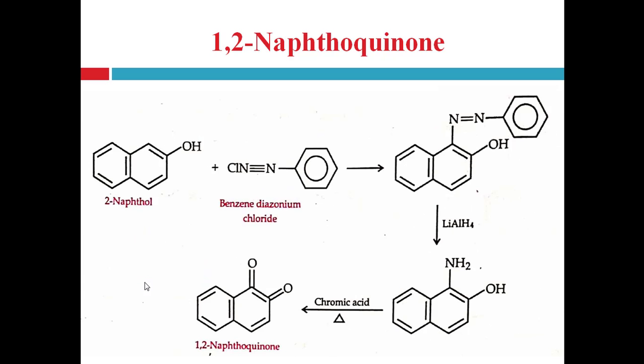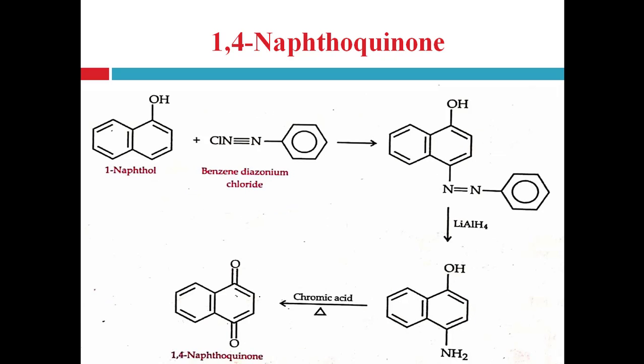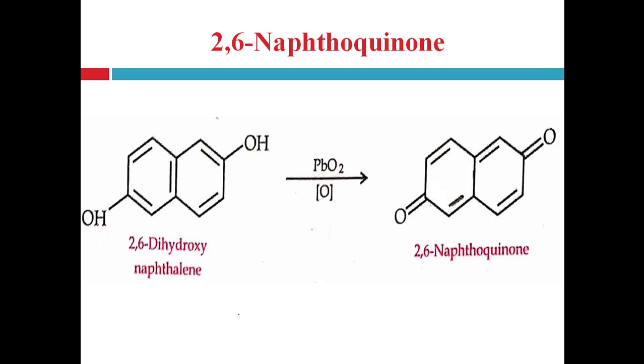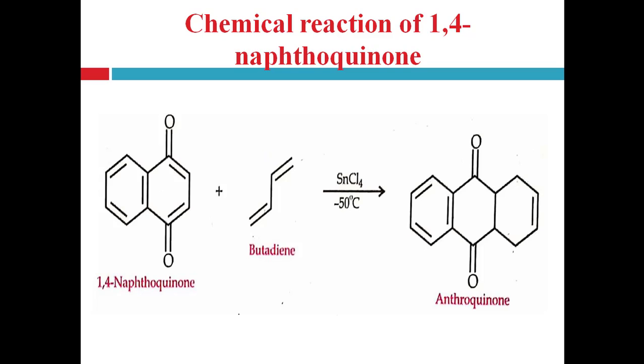1,2, 1,4. Here there is a problem with the double bond. This bond should not be present here. In 1,4-naphthoquinone, only one bond should be present here. It should not be present. This is okay for 2,6-naphthoquinone.